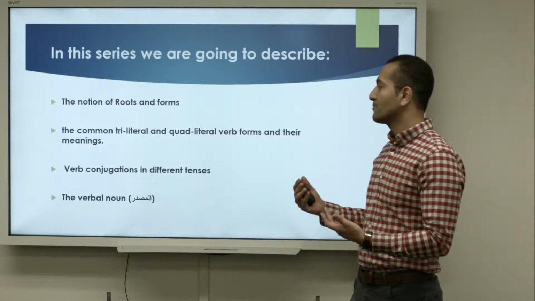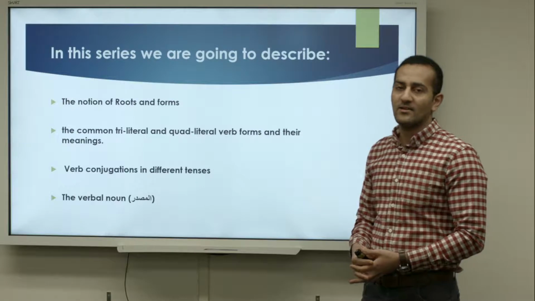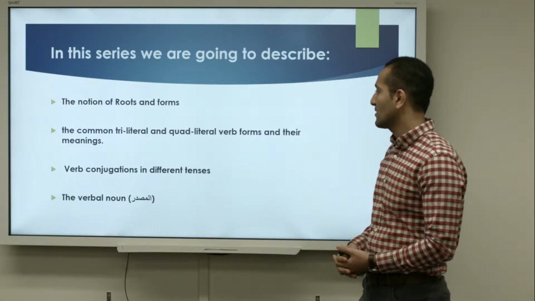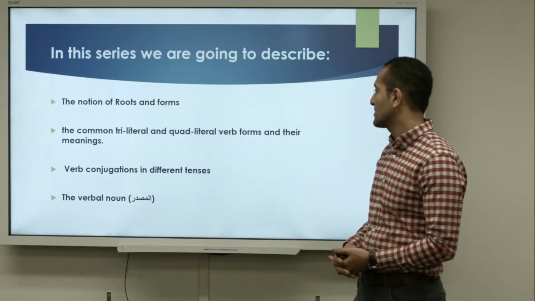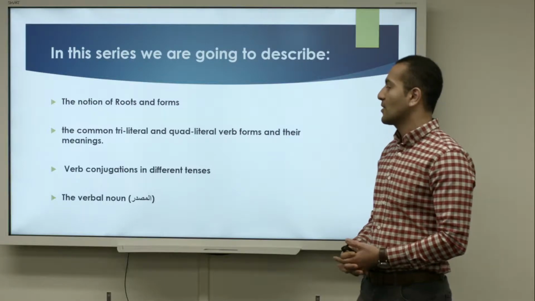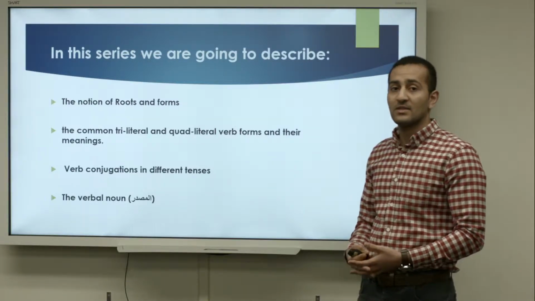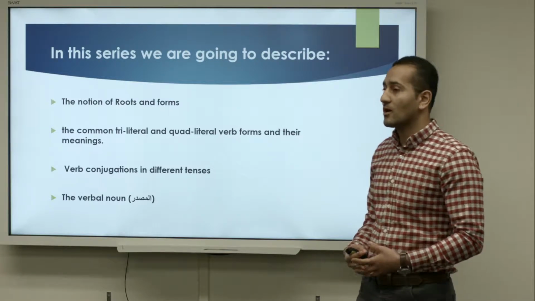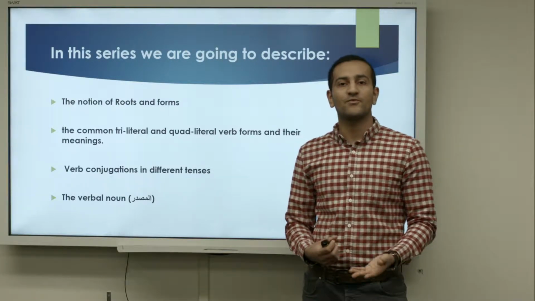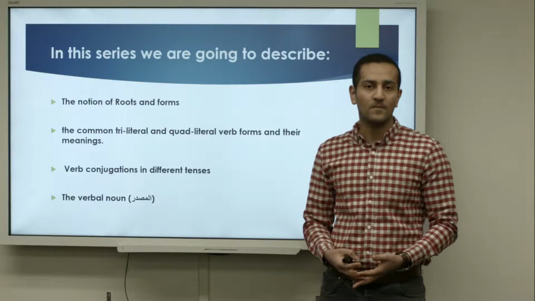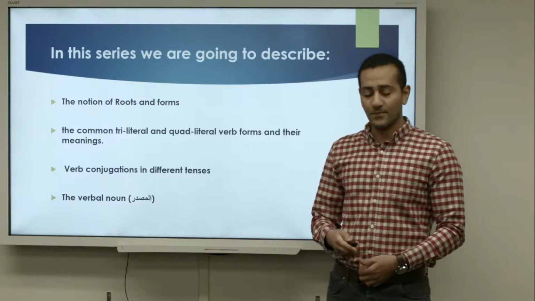And then we are going to describe the common triliteral and quadrilateral verb forms and their meanings. We are also going to consider verb conjugations in different tenses, and we are going to describe al-masdar. As you're familiar with the masdar, it's the verbal noun. So let's start.